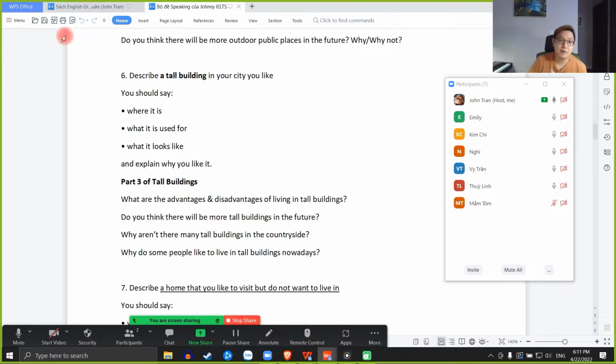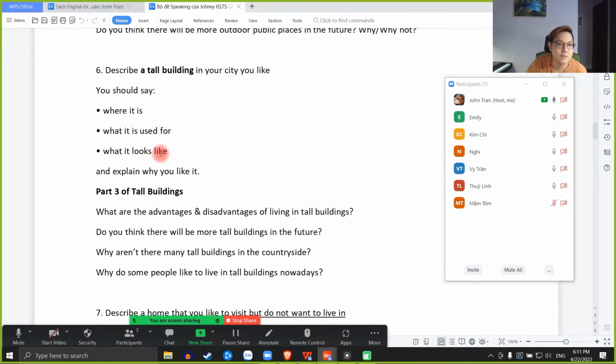Like for example, in part two, they ask you to describe a tall building in a city you like. Then part three, they will ask you about tall buildings, anything related to that. Like for example, what are the advantages and disadvantages of living in tall buildings?